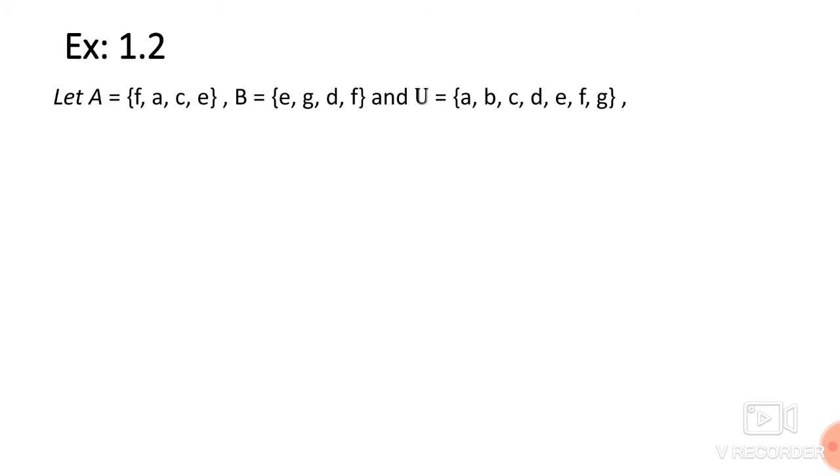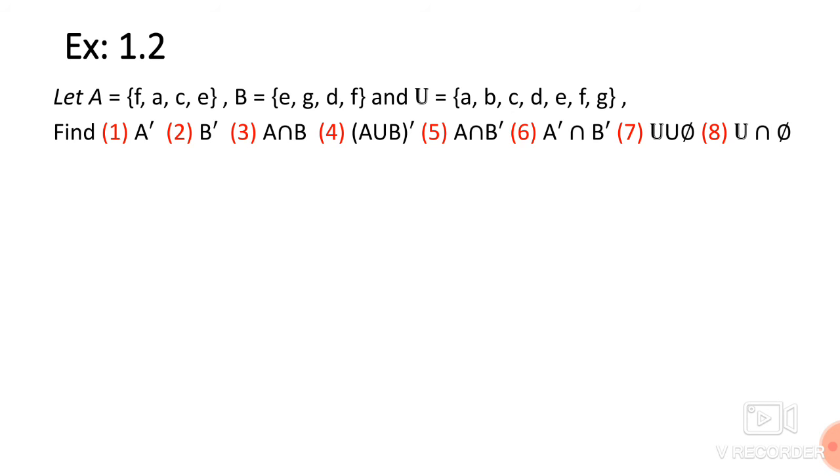Now we are going to start our exercise 1.2. Let A equal F, A, C, E, four alphabets are given, and set B equal E, G, D, F, and the universal set contains A, B, C, D, E, F, and G. We have to find A complement in the first part, B complement in the second part, A intersection B in the third part, and so on.